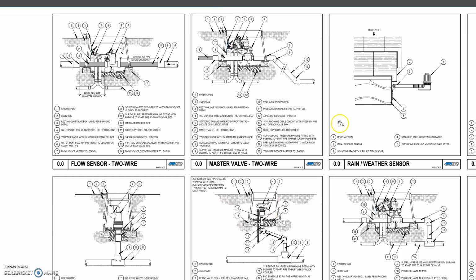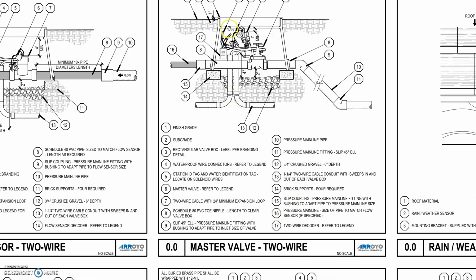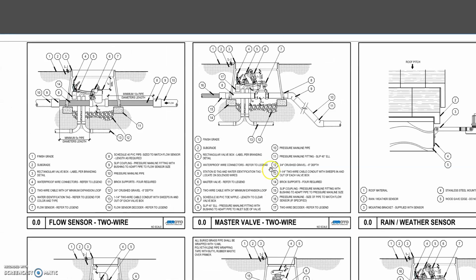And then every job needs details. So you can see here, with that symbol, we then tell the contractor how we want the system put together. You know, that this is a specific fitting. So 11 is a pressure mainline fitting, which is a slip 45-degree L. And then 13 says that this is a 1.25" 2-wire cable conduit with sweeps. So this tells the contractor exactly how we want the system assembled and put together.